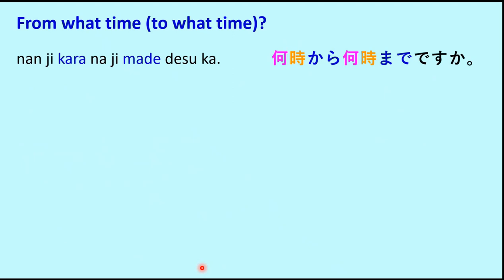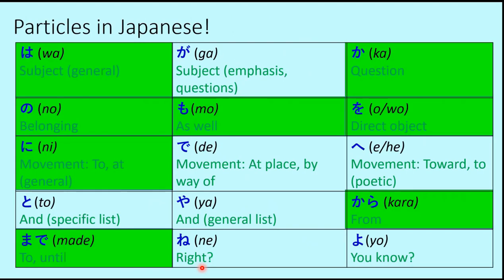Next, and a very important one, is from what time to what time. Nanji kara nanji made desu ka? So before we move on, let's look at this very familiar table which we looked at in the last lesson as well. So these are the particles in Japanese. As you can see here, from is kara, to or until is made. So when we talk about some starting time and ending time, that is from so and so time till so and so time, there we have to use kara and made. The combination of kara and made means from to.